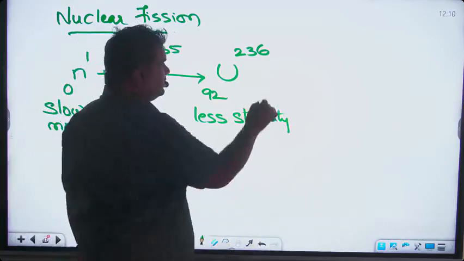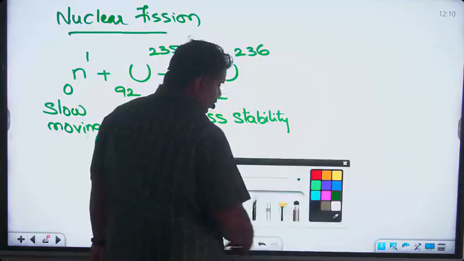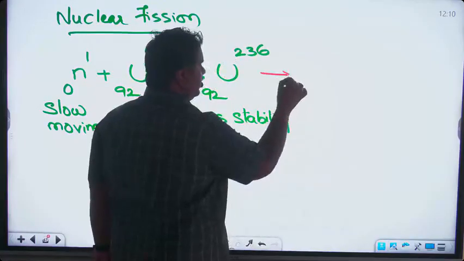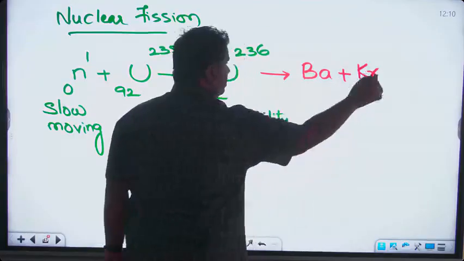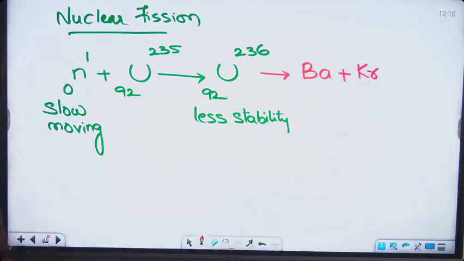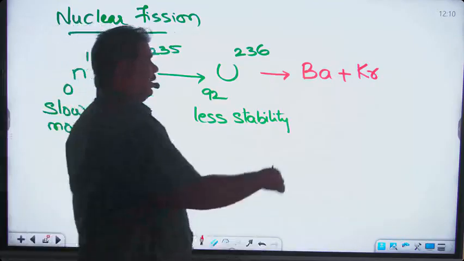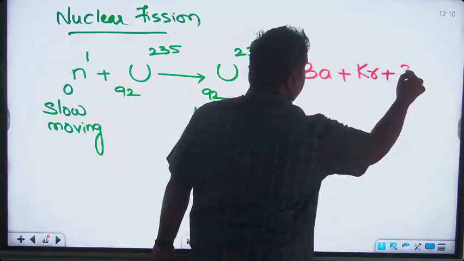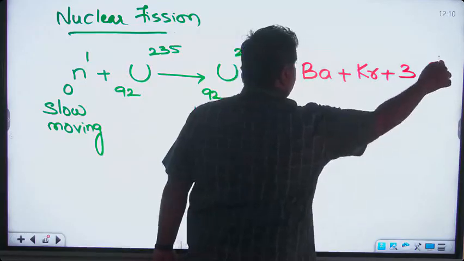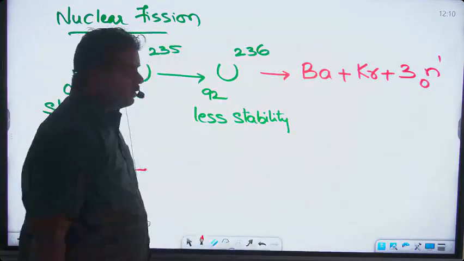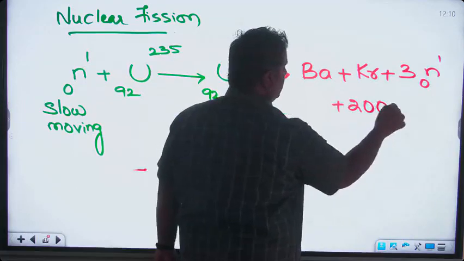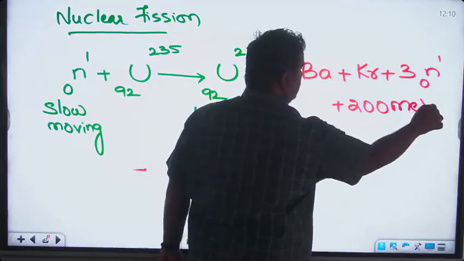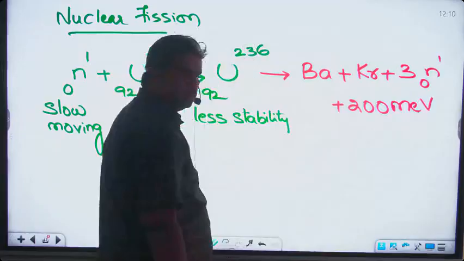So that is the reason why immediately uranium-92-236 will split into barium and krypton. It splits into barium and along with that krypton, along with that 3 neutrons, a few neutrons. Apart from this, 200 million electron volts of energy is released.